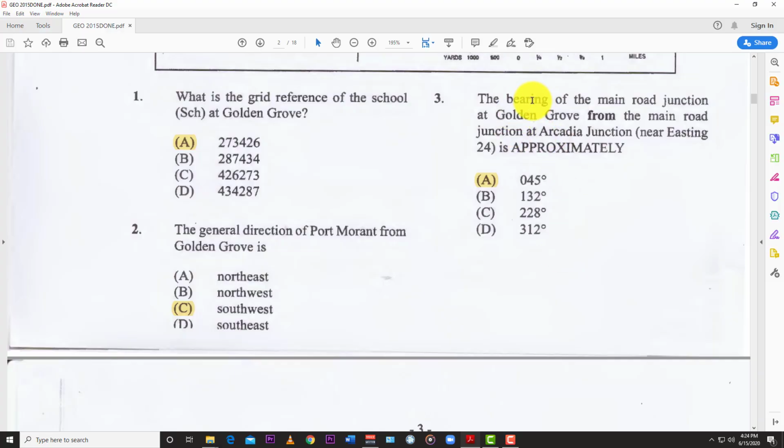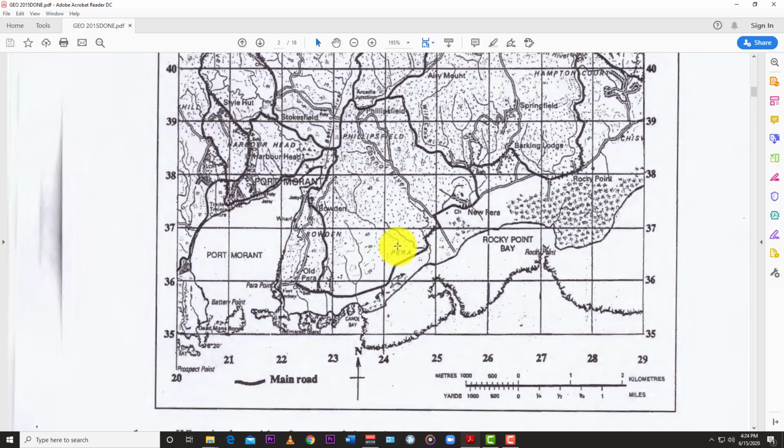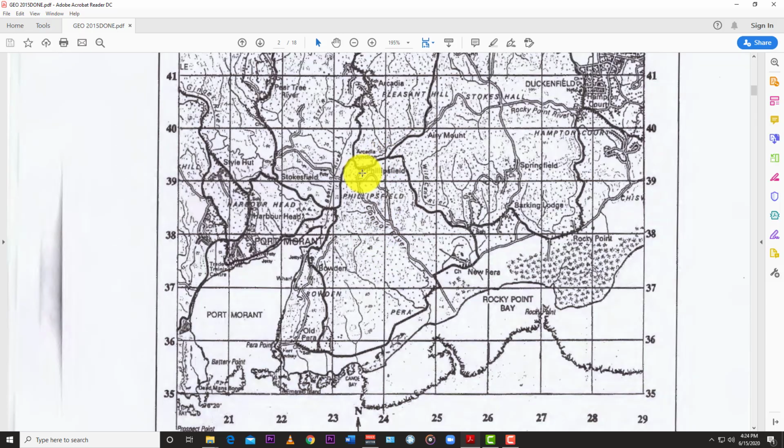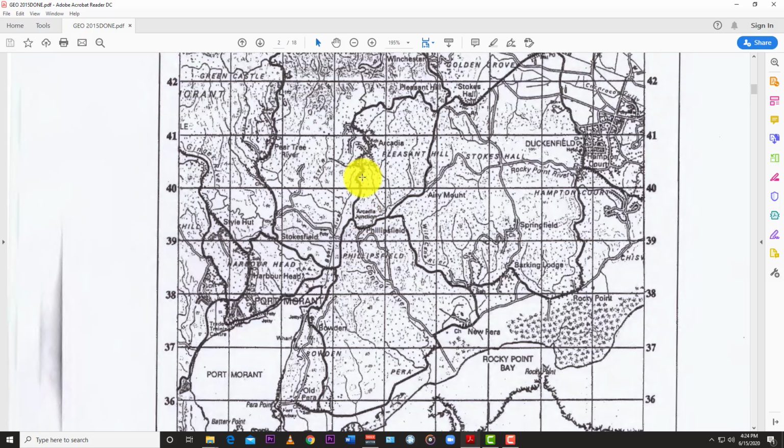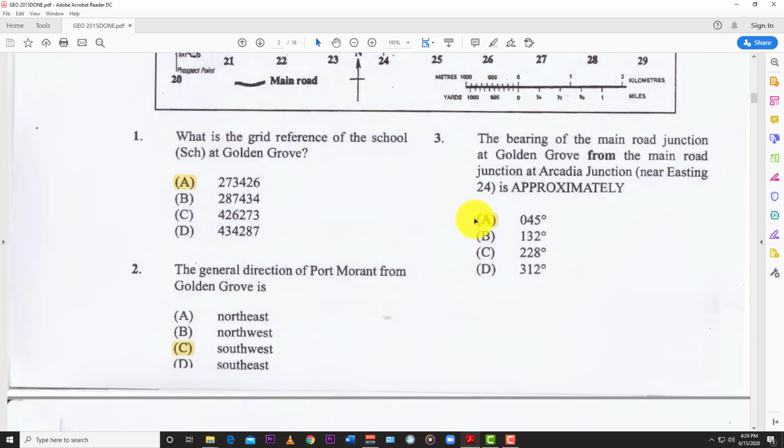Number 3, the bearing of the main road junction at Golden Grove from the main road junction at Arcadia Junction near Eastings 24 is approximately. You have to look at Eastings 24 first and foremost. You see this highlight, so it's from the main road junction of Arcadia, Eastings 24, so we go up here, so here's the junction, and we're looking at the junction again for Golden Grove. So we have the best answer here being 0.45 degrees, so that's A.